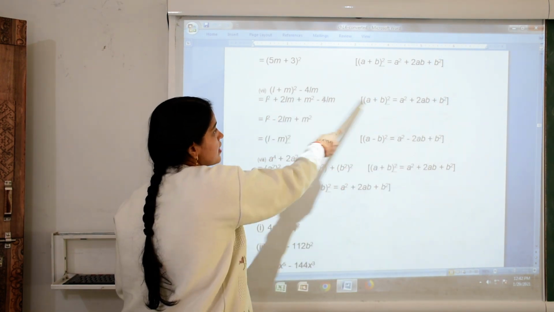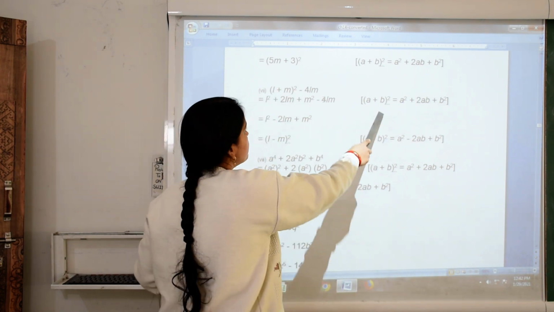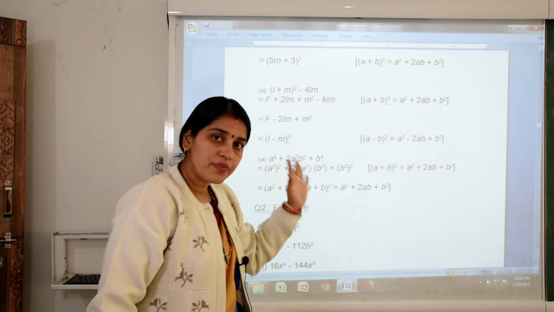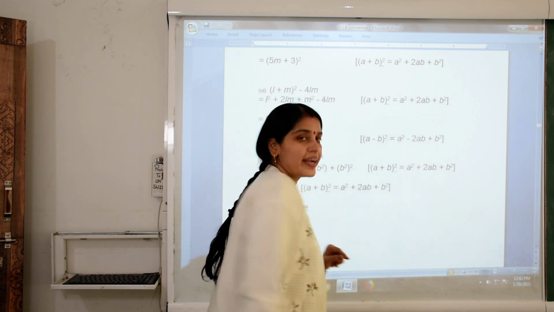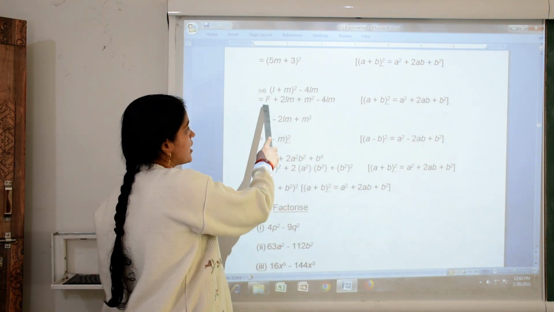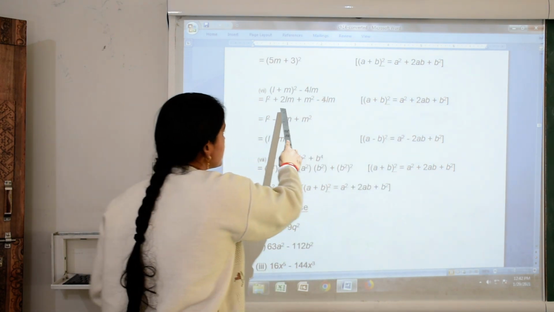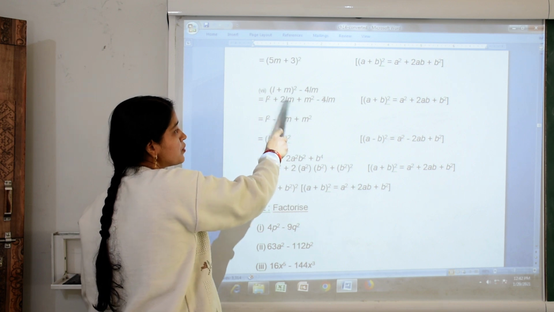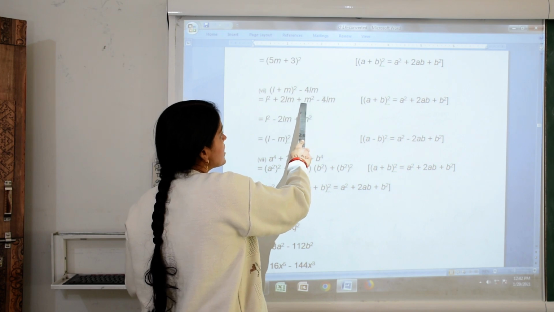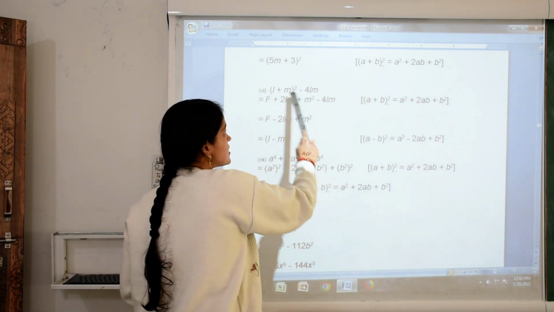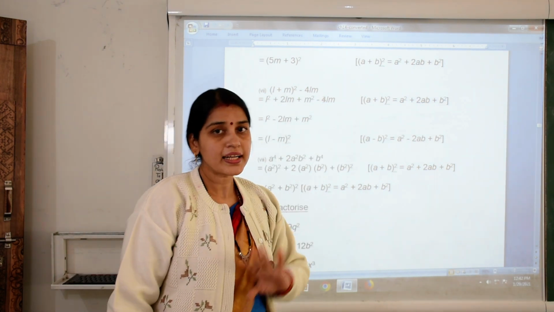So what is A here? We have to compare this one. So A is L and B is M. Now we have to put the value of A and B in this identity. So A square means L square, plus 2AB means 2 into L into M, because A is L and B is M, plus B square, that means M square. So in this identity we put the value of L and M.